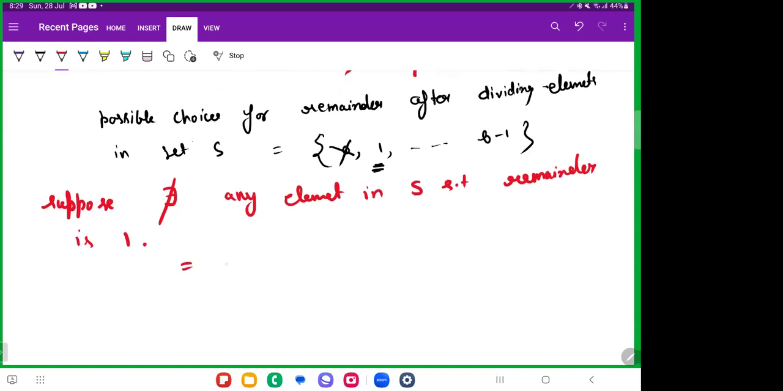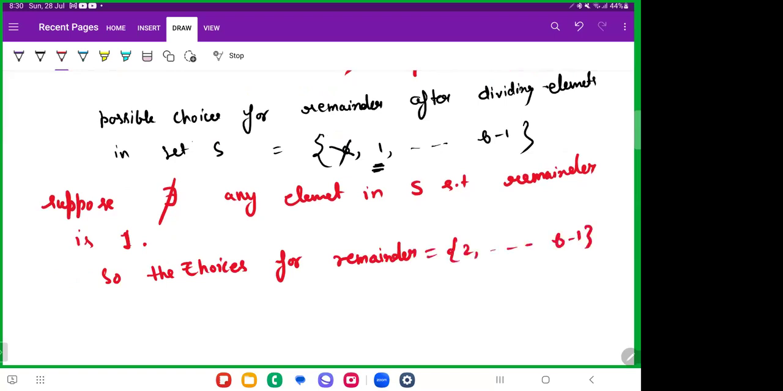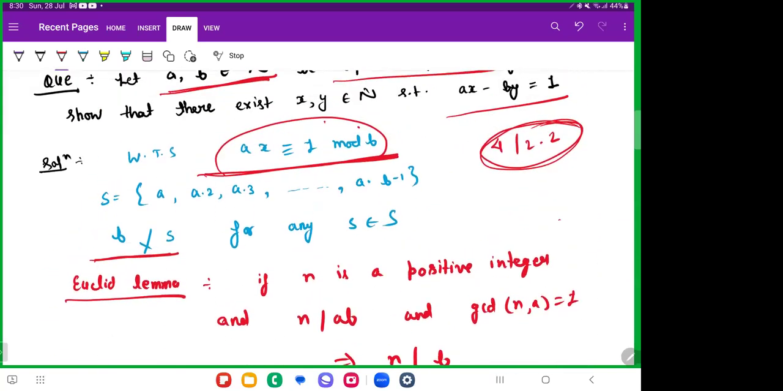So we have the choices for remainder. What choices are left for the remainder? From 2 to b minus 1. So how many are these? These are b minus 2 choices, right? Their cardinality will be b minus 2, but we have how many numbers? In S we have b minus 1 elements, right?